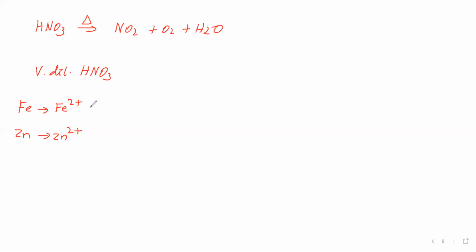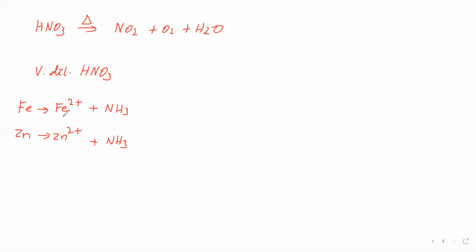In this case, very dilute nitric acid is converting into what, in the sense, ammonia. So very dilute nitric acid is converting into ammonia here. Here also converting into ammonia.